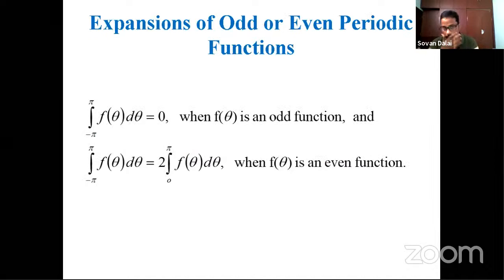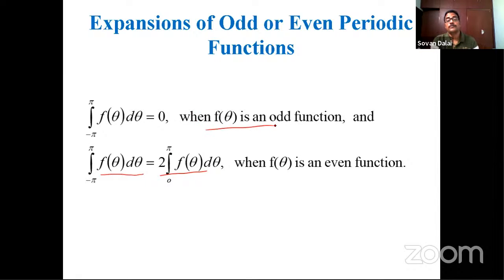Just see, if a function is an even function, then if you take the integration of f(theta) d theta within the interval minus pi to pi, you will get that the integration value is twice the integral from 0 to pi of f(theta) d theta.